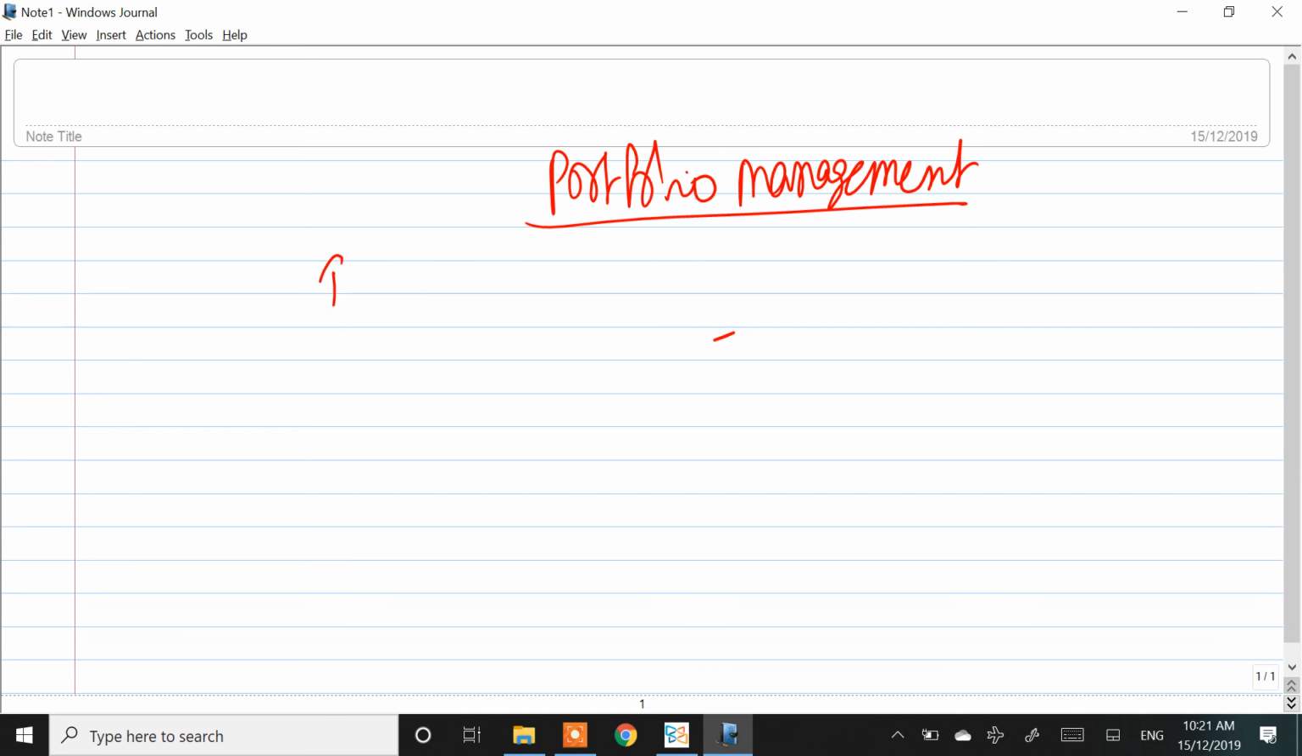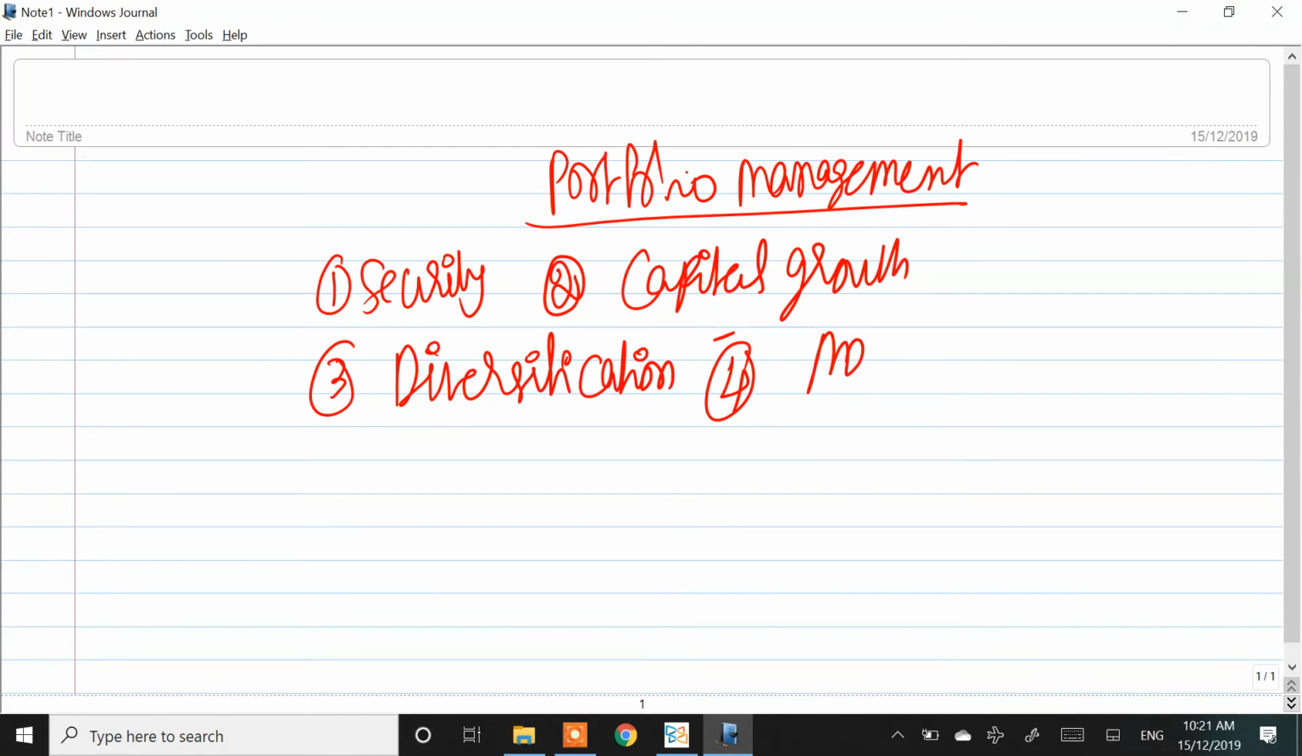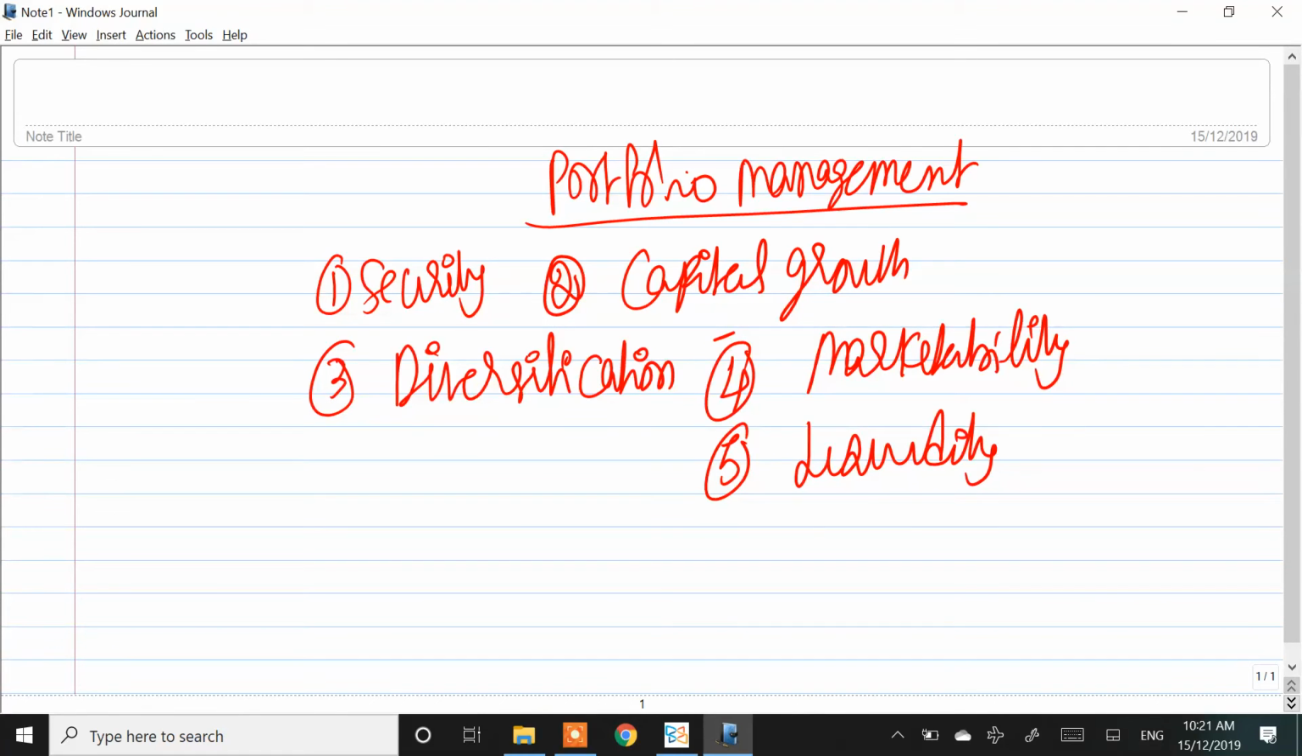My objective is there should be security, there should be capital growth, I should get diversification benefit, there should also be marketability as well as liquidity. These are some primary objectives of engaging in portfolio management.